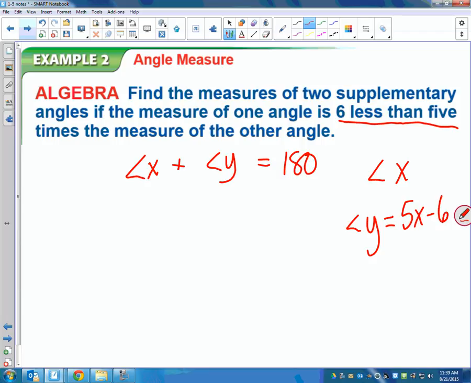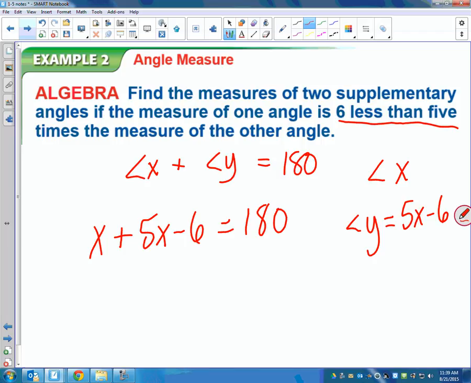Do you agree with that? And I would probably drop my angle signs over here. I would just change it to x's. Remember that 6 less than means minus 6 at the end. So I could say the first angle I'm just going to call x. And now the second angle I'm going to call 5x minus 6. But really important that you know supplementary means you set it equal to 180.